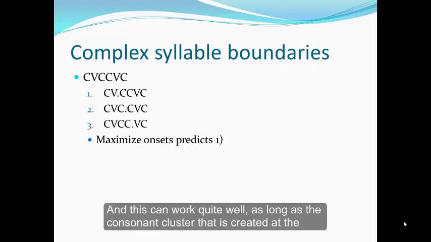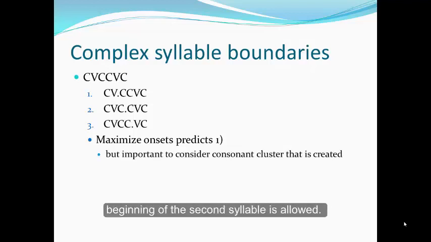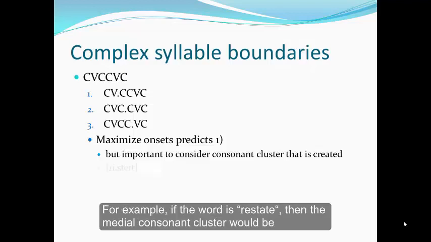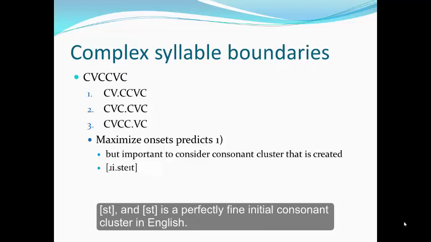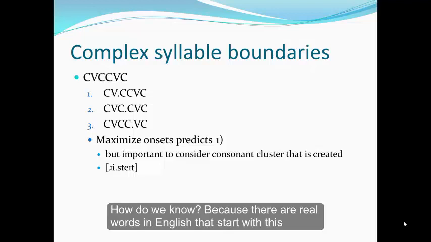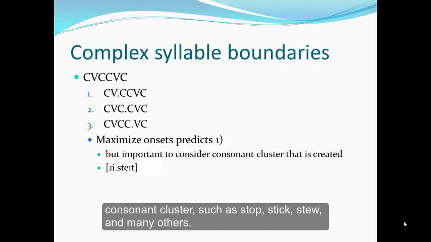And this can work quite well, as long as the consonant cluster that's created at the beginning of the second syllable is allowed. For example, if the word is restate, then the medial consonant cluster would be st, and st is a perfectly fine initial consonant cluster in English. How do we know? Because there are real words in English that start with this consonant cluster, such as stop, stick, stew, and many others.